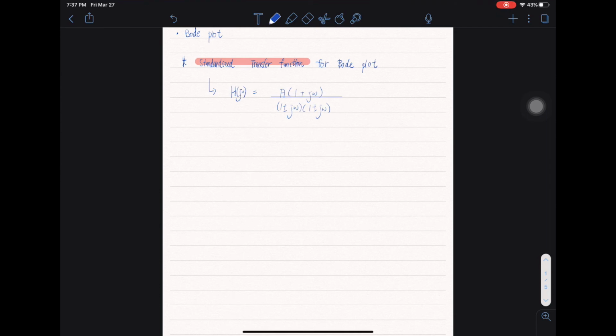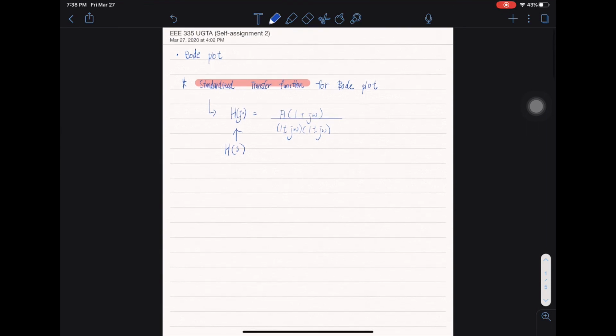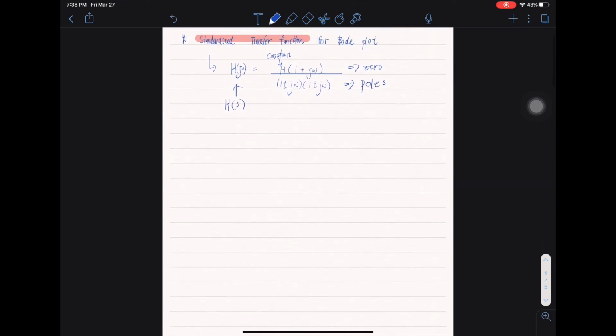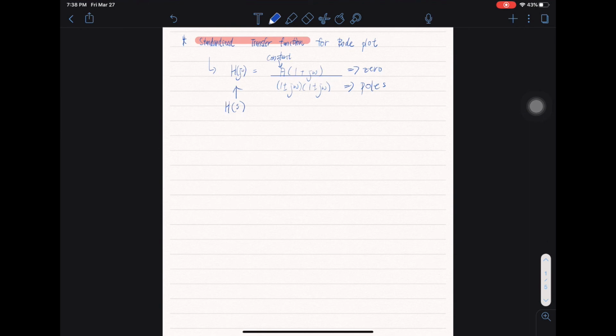So if we look closer at this standardized form, first the transfer function name, it's H of jω, which can also be written as H of s. And we have A, a constant, which will be very useful later to determine the starting point when you draw the magnitude plots. And then on top, we have zeros. In the bottom, it means poles. What it means by zeros and poles, I will give a very clear example down below, so you'll be able to understand that. So let's use an example that a professor used in class.